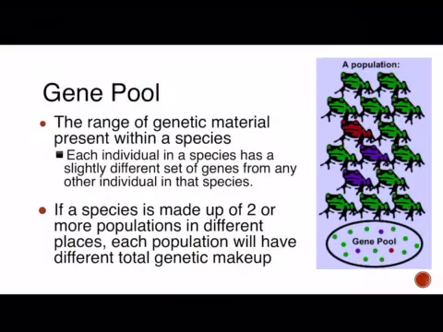So the gene pool is the range of genetic material that's present within a species. Each individual of a species has a slightly different set of genes from any other individual. So for example, in this picture here, we see our frog population. They're a population because they're all individuals of the same species, but each frog is slightly different. They have different genetic makeup. Some are green, some are red, some are purple. And you can see that if we take all of the genetic material in each of the frogs and combine it, that is our gene pool.